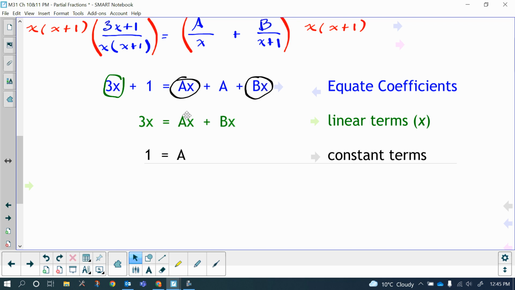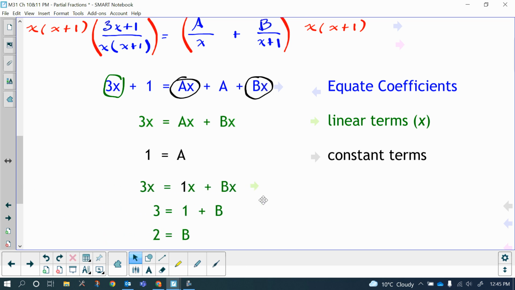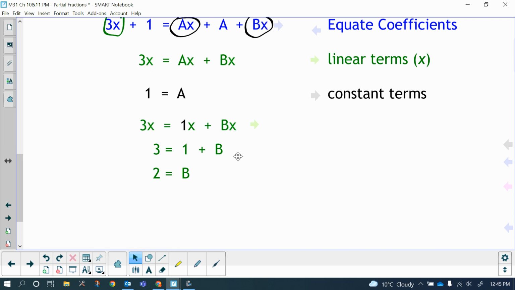So now we can substitute this into this green equation in order to solve for what the b value would be. Notice that once I get to this second line here, I've just ignored the x's. Since I have 3x is equal to 1x plus bx, I can just ignore the x's.